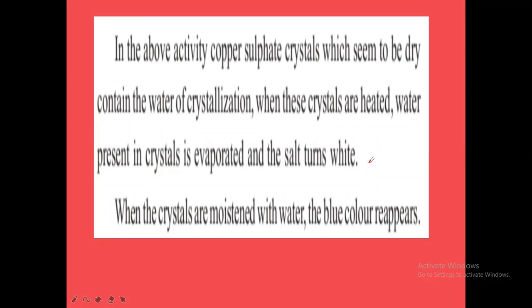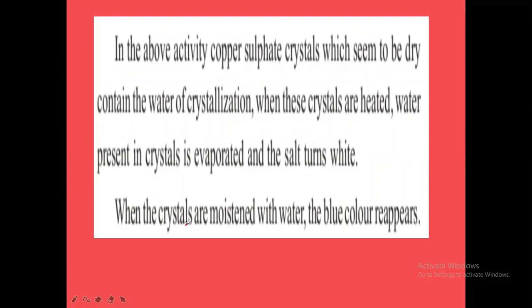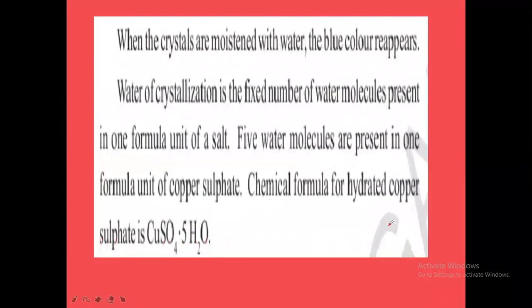And the salt turns what? White. The white salt means only copper sulfate. The blue color will be converted into white color, which means the blue color disappears. When the crystals are moistened, that is when we add water to the crystals again, the blue color reappears. Re means again, it appears. It's about copper sulfate 5H2O, which is called blue vitriol. Blue vitriol, remember. When the crystals are moistened with water, the blue color reappears.